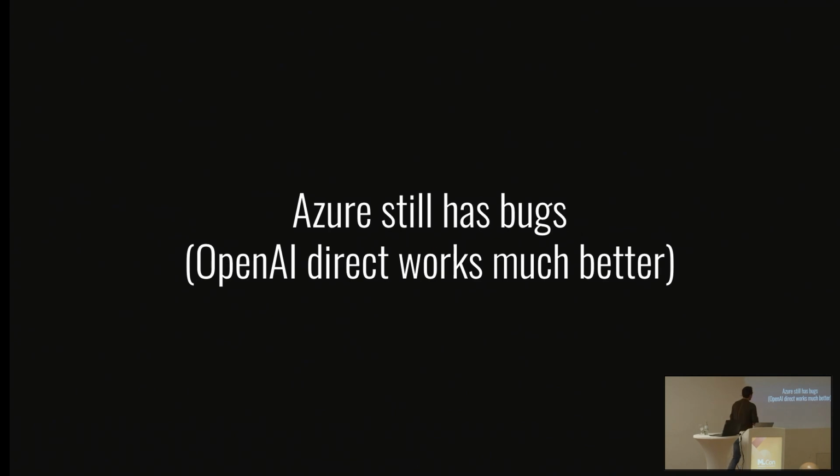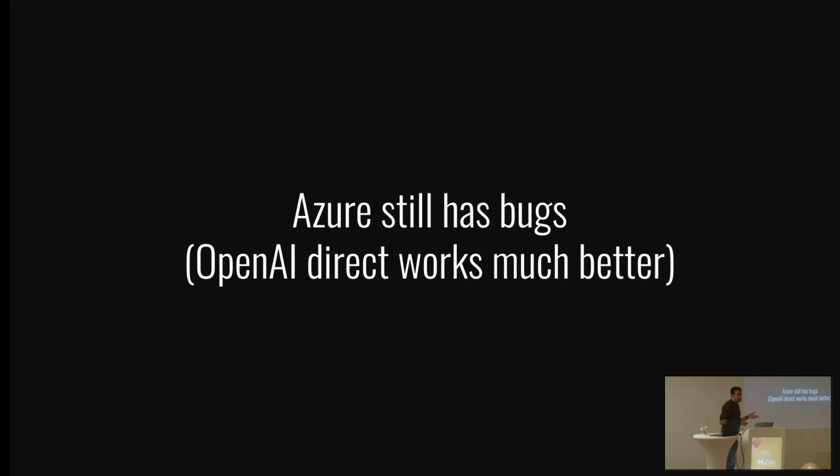Yeah, as I said, by now most of the bugs on Azure are the same as on OpenAI. But in the beginning, Azure had way more bugs than OpenAI. They were lagging behind in versions, and some things that work on OpenAI didn't work if you would use the OpenAI models on Azure.